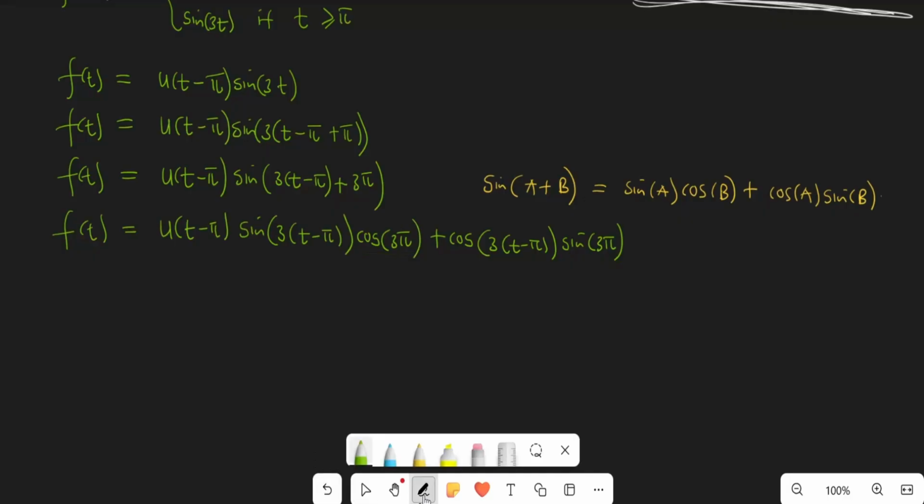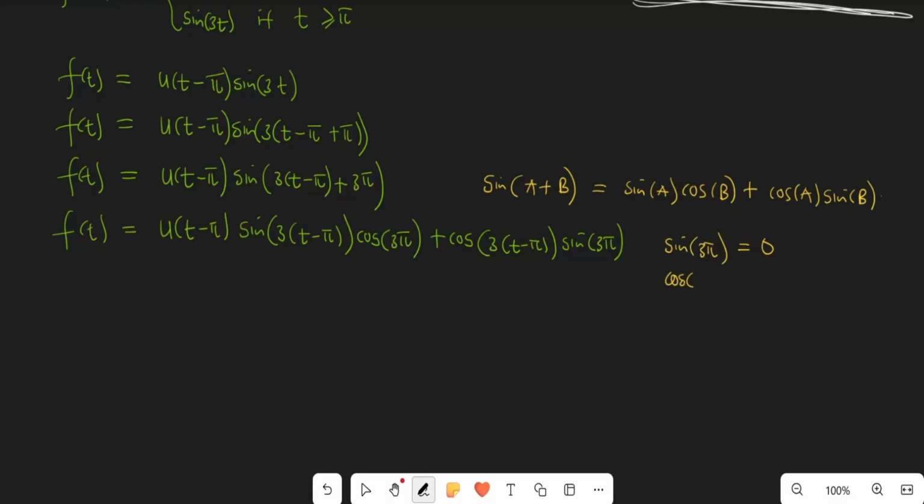Right, so let me write that. So sine of 3 pi here is equal to 0, right? And then cosine of 3 pi, what is cosine of 3 pi? Cosine of 3 pi is going to be -1. So let's plug them into our function.